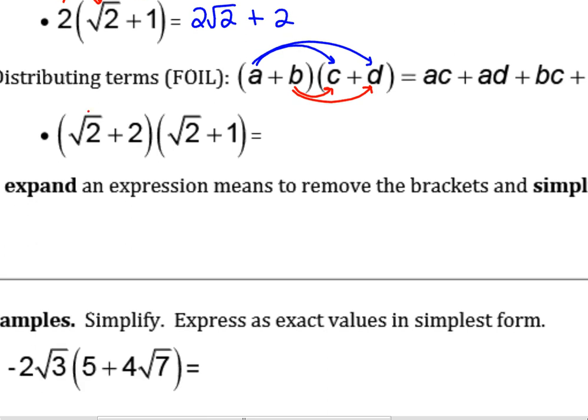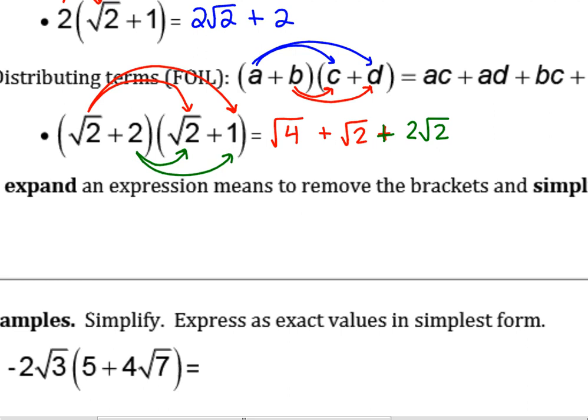All right. So what's root 2 times root 2? Root 4. Okay. Root 2 times 1, so plus root 2 times 1 is root 2. Anything times 1 is itself. Plus, now we have 2 times root 2. Nope. One's a radical, one's not. So it becomes 2 root 2. You just write them beside each other. And last, 2 times 1 is 2.